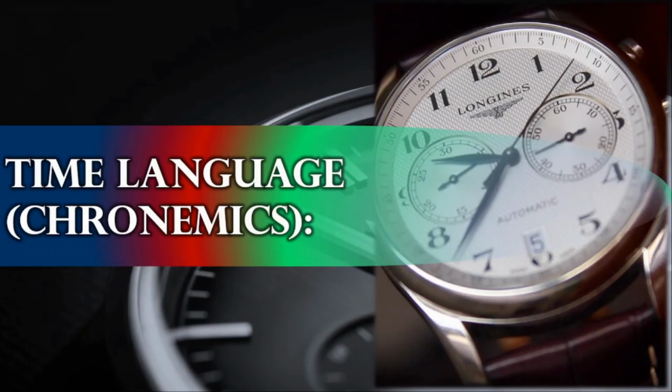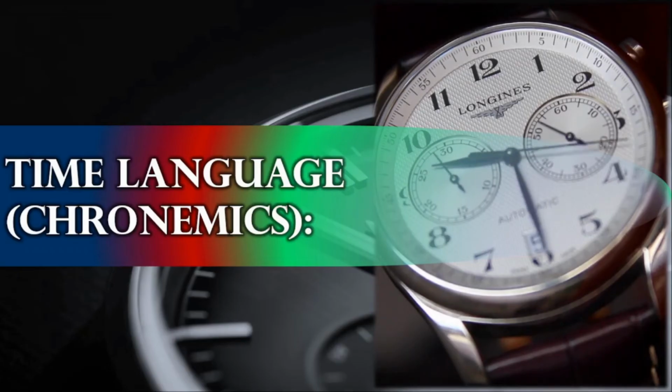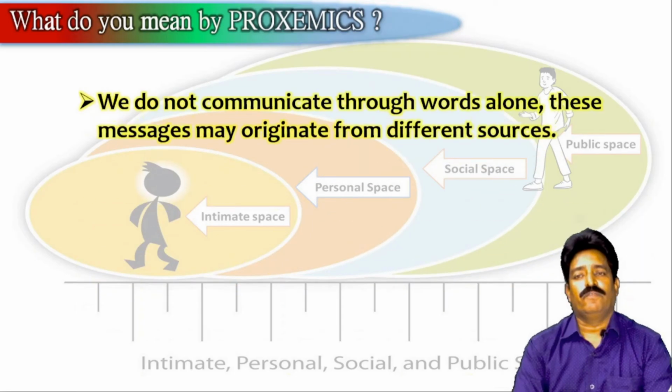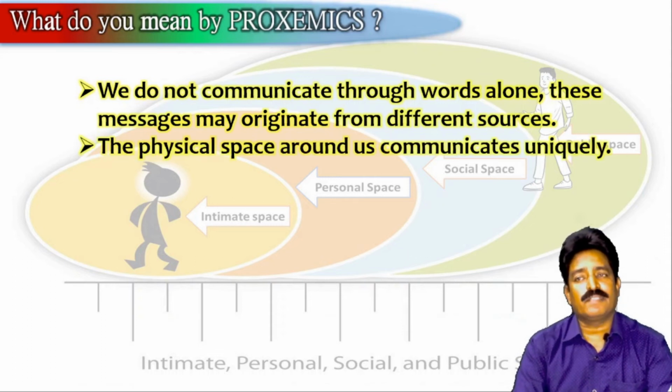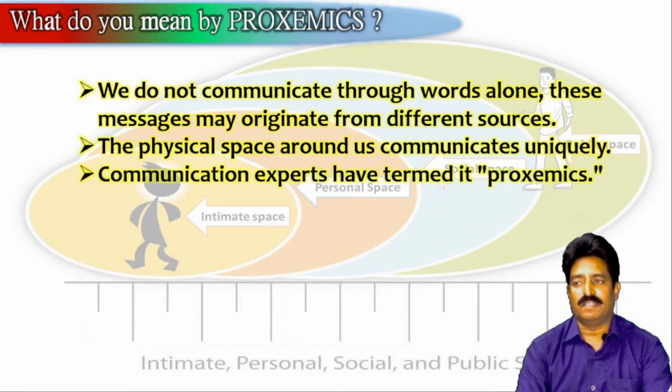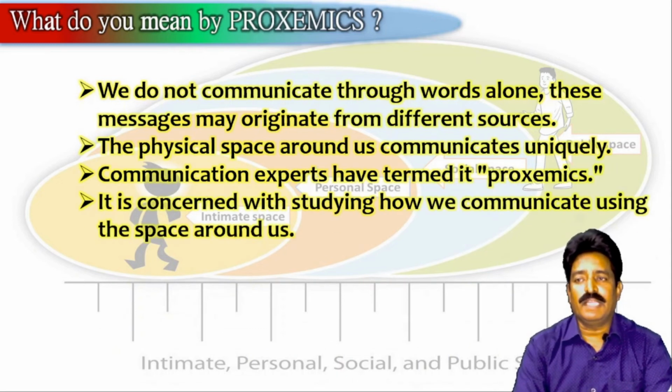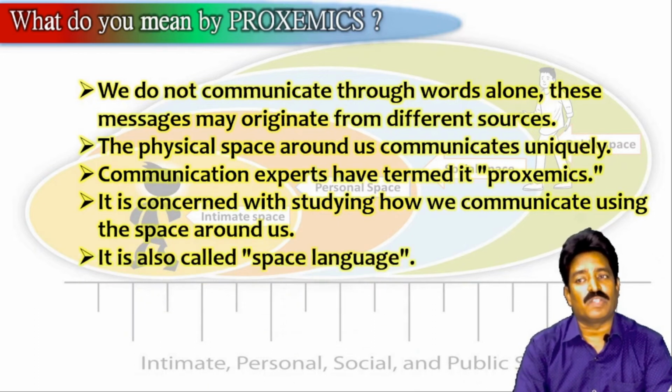Proxemics and time language. It is also called chronemics. Friends, we have already seen that we do not communicate through words alone. These messages may originate from different sources. One such source is the physical space around us that communicates uniquely. Communication experts have done serious studies of this dimension and termed it proxemics. It is concerned with studying how we communicate using the surrounding space. It is also called space language.